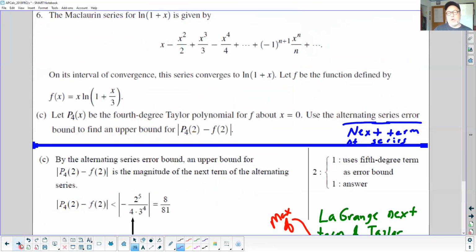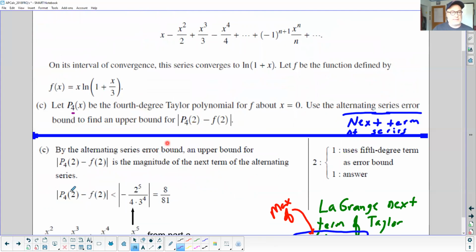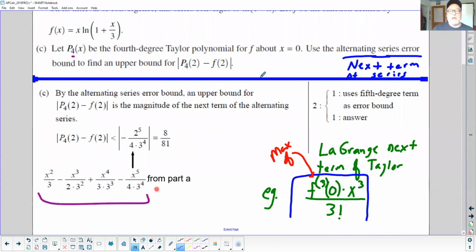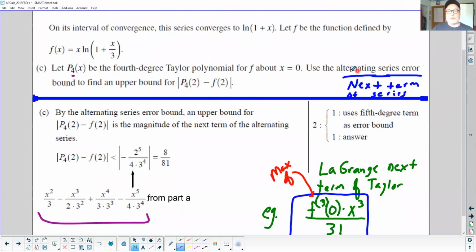Okay, that was a big long one. Those ratio tests are usually long ones. This last one, C. Let P4 of x be a 4th-degree Taylor polynomial. That's how this is signified as your 4th-degree Taylor polynomial. Means you go to the 4th. And on part A, you went to the 5th, so it's kind of like the same thing. This is your answer to part A for F. So now you're supposed to use alternating series error bound to find basically its error. How far is the polynomial off from the original function? So since you're using a 4th degree, you go to the 5th term right here.